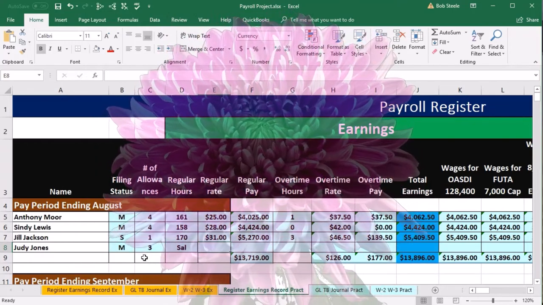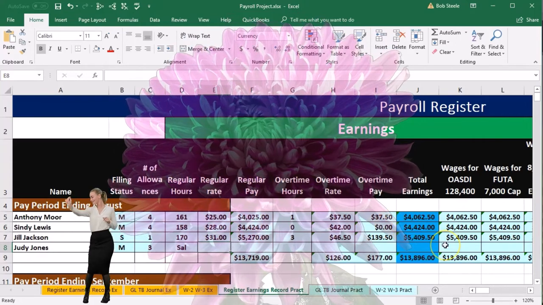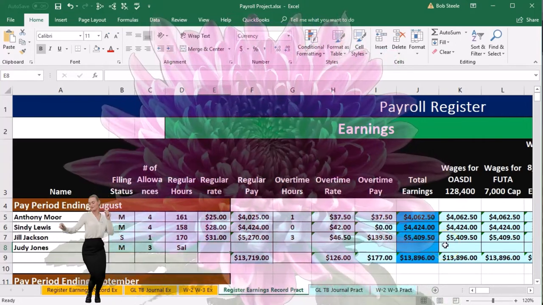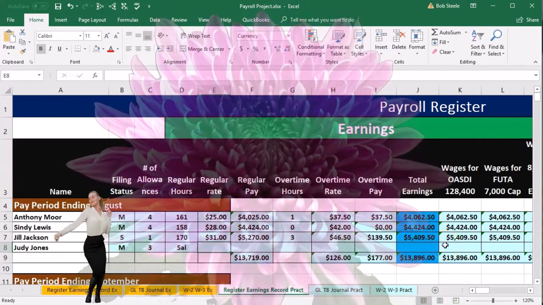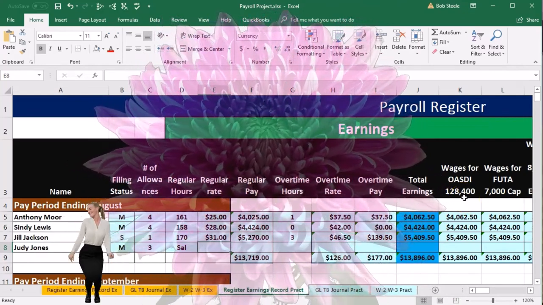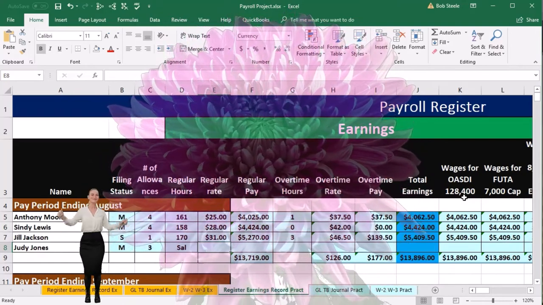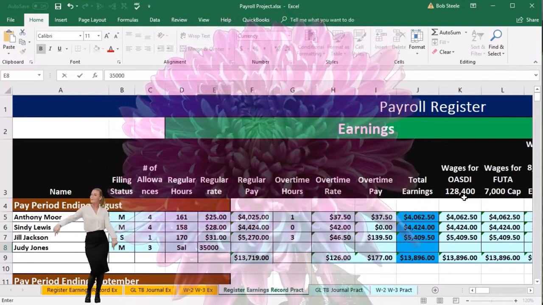And we're gonna give her a high wage because we want to get over this cap to see what would be the implications. We won't get over the caps, or some of the caps, at least Social Security. We wanna get over this Social Security cap to see what happens when we get to later time periods. So we're gonna say that her wages are $35,000 a month.